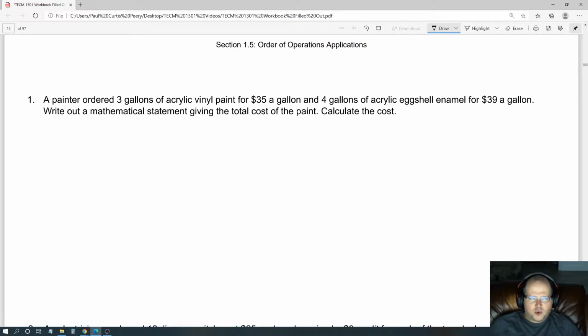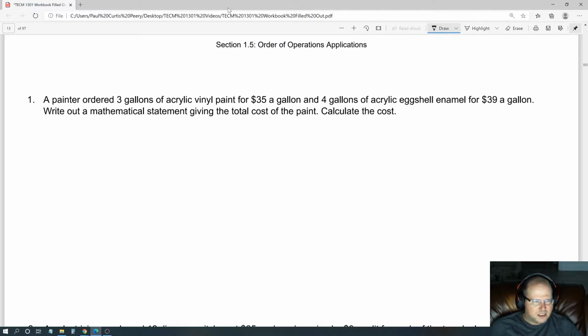Section 1.5, Order of Operations, Applications. A painter ordered 3 gallons of acrylic vinyl paint for $35 a gallon and 4 gallons of acrylic eggshell enamel for $39 a gallon. Write out a mathematical statement giving the total cost of the paint.